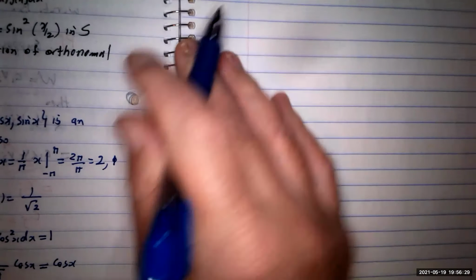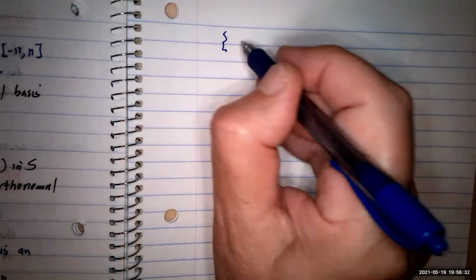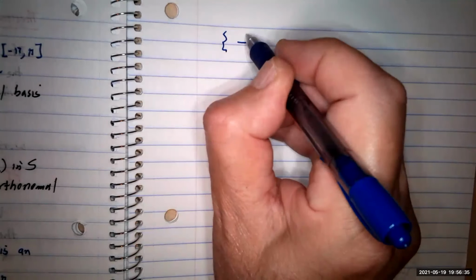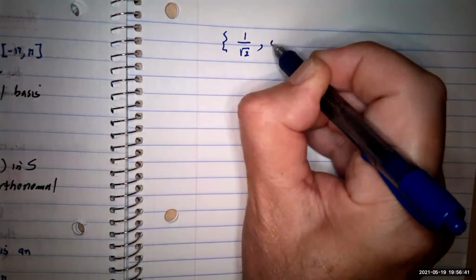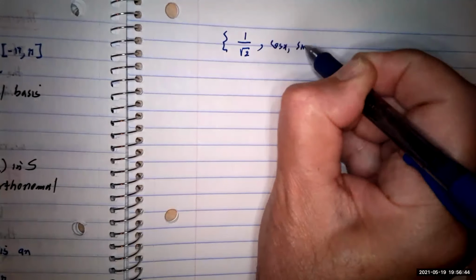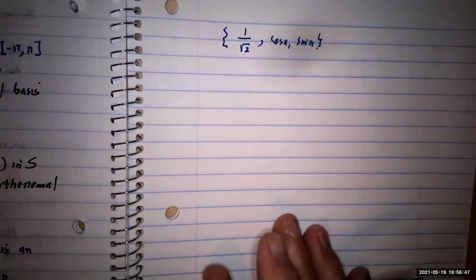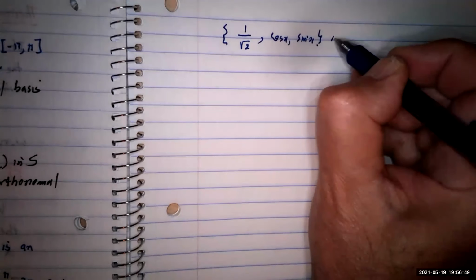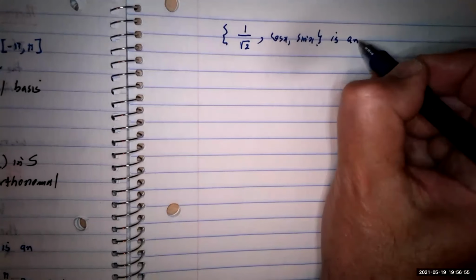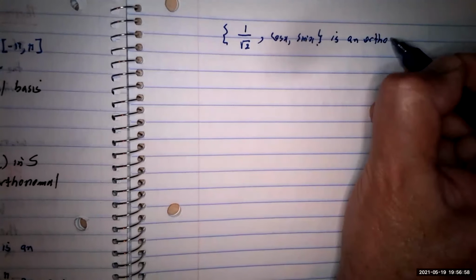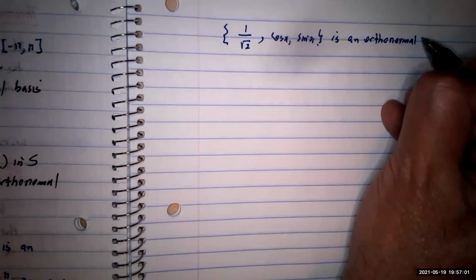So now this is going to be the space we have. You change the 1 into 1 over radical 2, and then the other parts are going to be the same, cosine x, sine x. So this is going to be an orthonormal set. Orthonormal set, remember, that's G1, G2, G3.